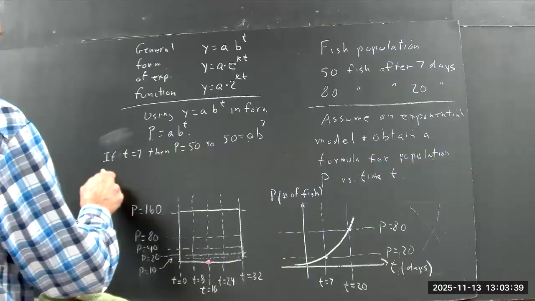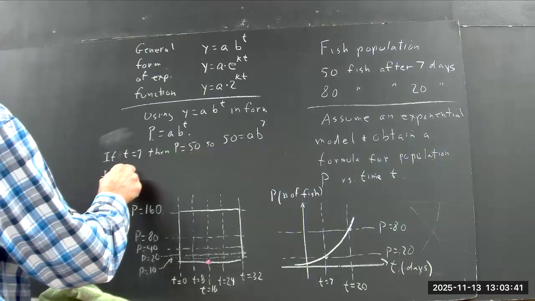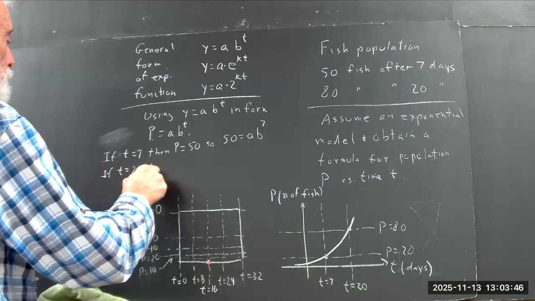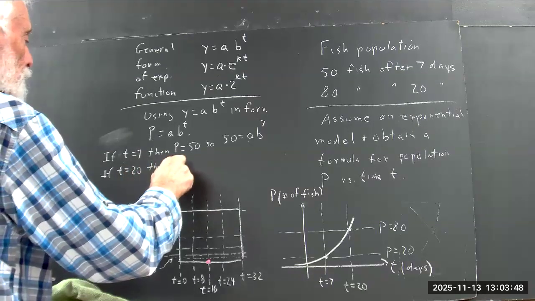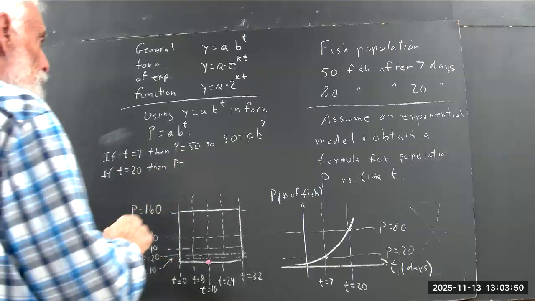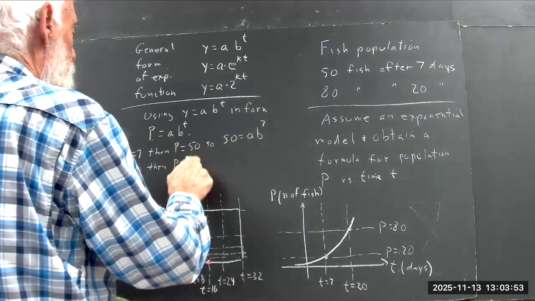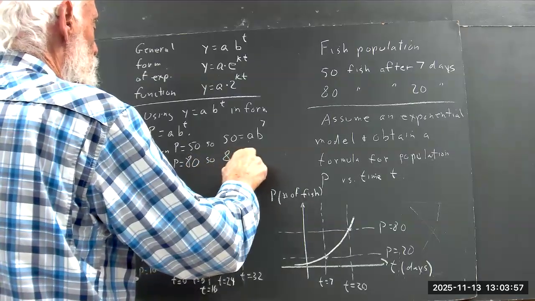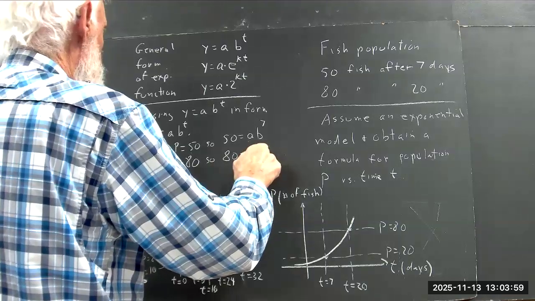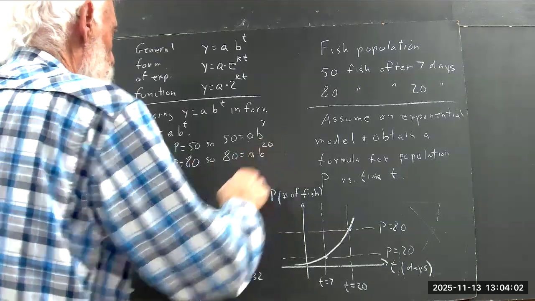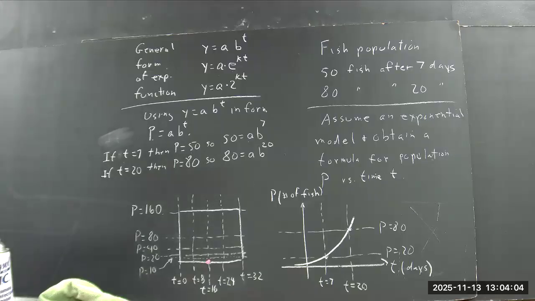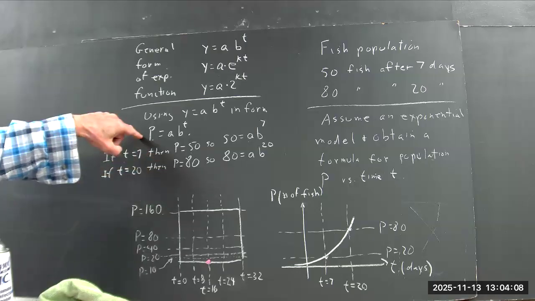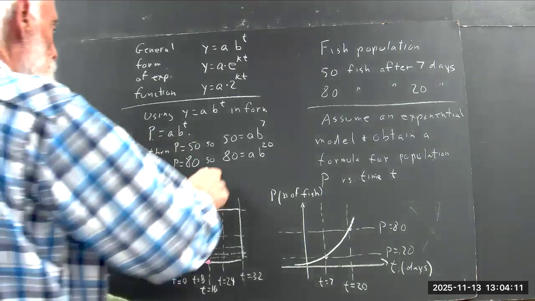And then if T equals 20, then P equals 80. So 80 equals AB to the 20th. Again, substituting our value of T and our value of P, we get this equation.